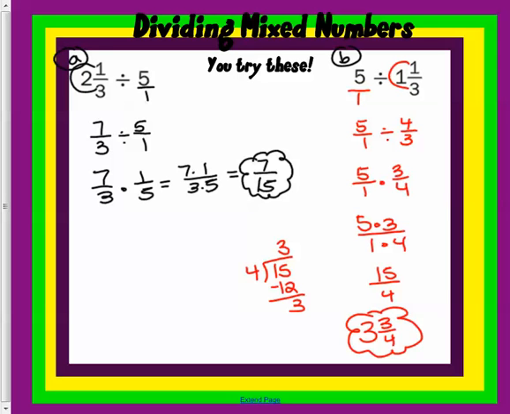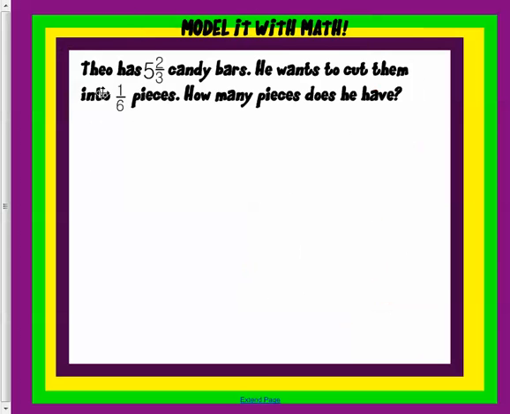Let's look at some word problems. Theo has 5 2/3 candy bars, so let's write that down in our notebook. Go ahead and do that with me. He wants to cut them into 1/6 pieces, so he's dividing. How many pieces does he have? Go ahead and pause the video and try this one.